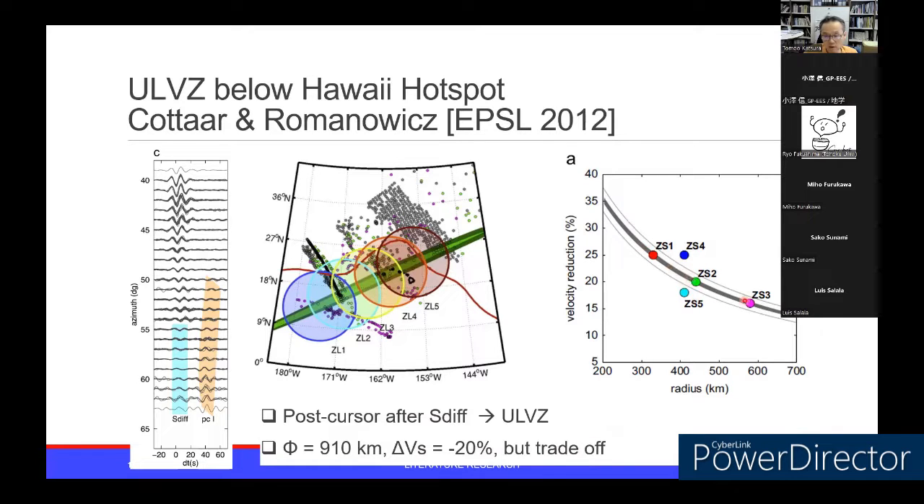But there is a trade-off. If the radius is very small, then the velocity reduction can be minus 30%. If the radius is large, this is the diameter, this is the radius, and if the radius is close to 600 kilometers, in the diameter 1200 kilometers, then the velocity reduction is only 15%.